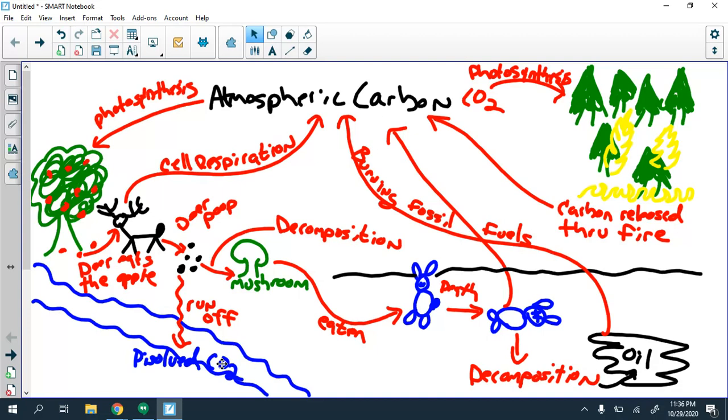Now there are several other cycles. Phosphorus cycles around, nitrogen cycles around. We know all about the water cycle. Carbon is the most important one in biology, with maybe the exception of water, because we know that life on this planet is based in carbon.